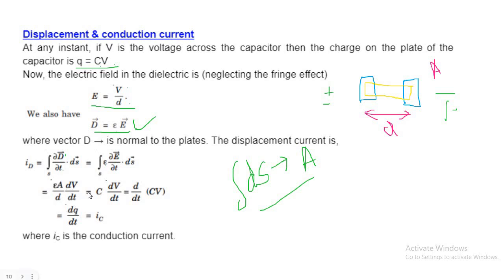What is epsilon A by d? This is capacitance. So this becomes C into dV by dt. Now C is a constant term, so we take it inside the operator. So d by dt of C into V. What is C into V? It's just the total amount of charge inside the capacitor. So this becomes dq by dt. Now the question is, what is dq by dt? The rate of change of charges. And obviously this is current. So which type of current is this? One can say IC is equal to ID.